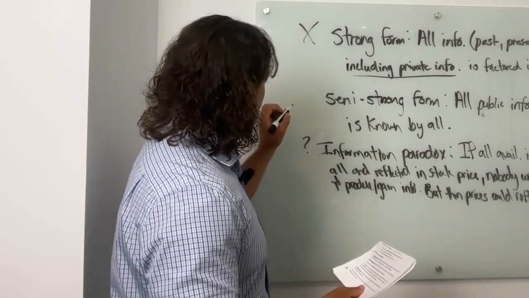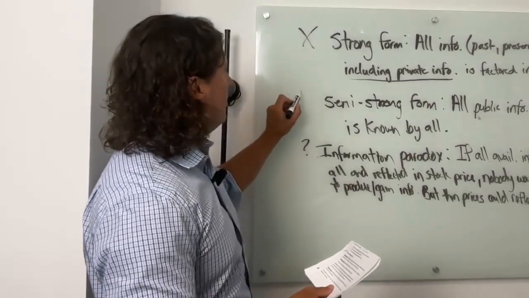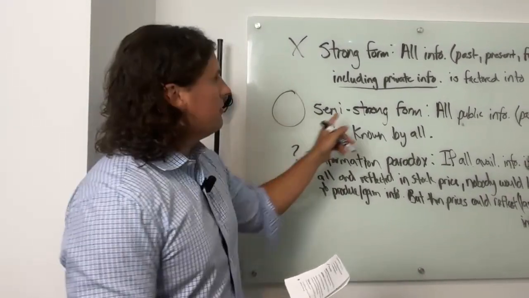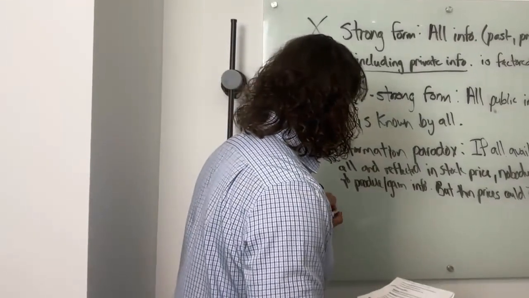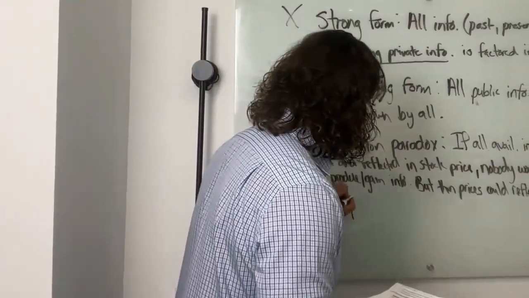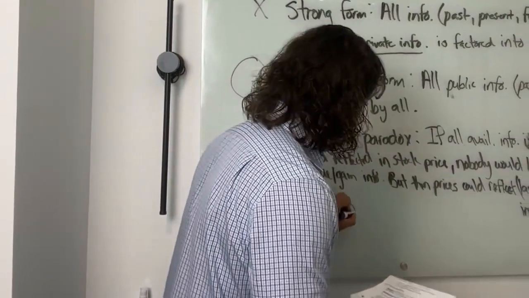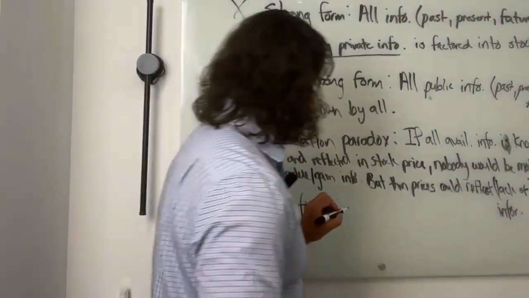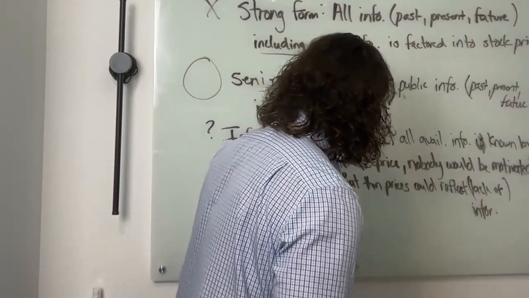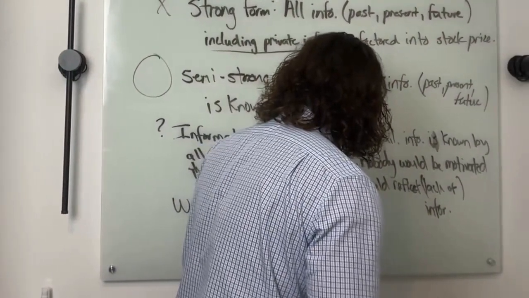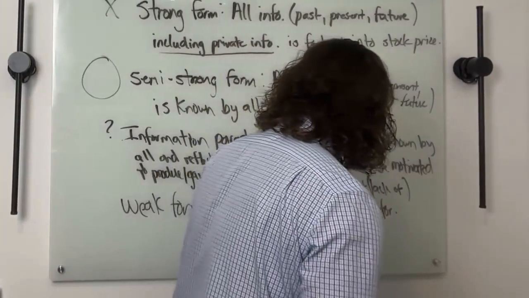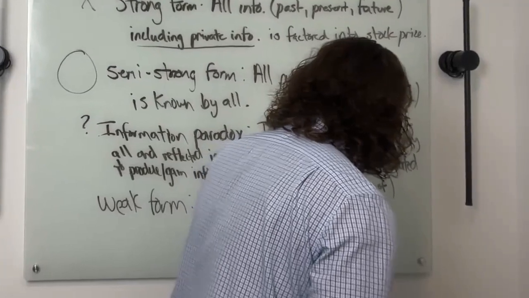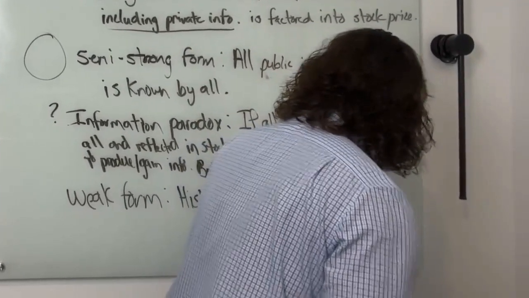Then we have weak form. So this one's still up in the air. We have some questions around this. And then weak form is the third. And it says that historical prices and returns are known by all participants.